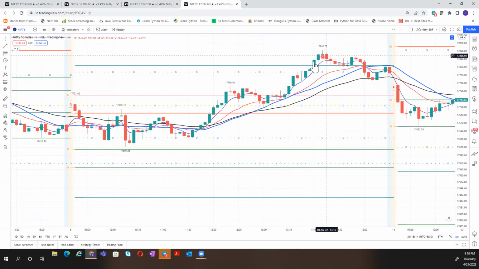That's it. When they start converging, you should know that, okay, it's time. See, it's converging, converging, converging, exit. Then once it again diverges, enter. So this is exactly how you need to trade. Hope this video is helpful.